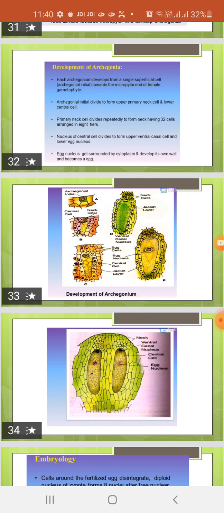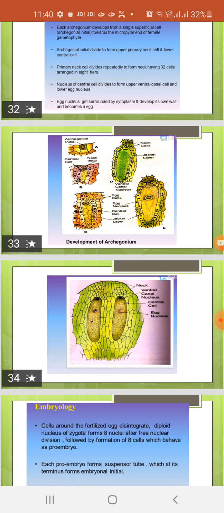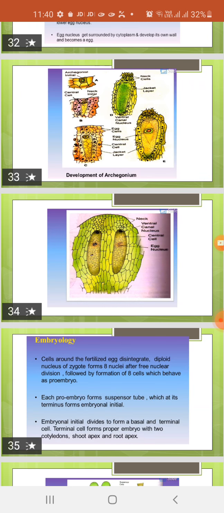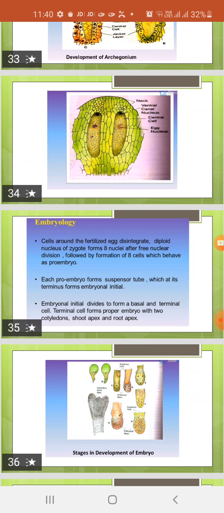Development of archegonia. This slide shows the development of archegonia, how the archegonium initial divides into the neck and the central canal cell, forming the neck cells and the jacket layer, and forming the egg nucleus, and there is a central cell and jacket layer. This is basically an archegonium: the neck, ventral canal nucleus, central cell, and the egg nucleus.